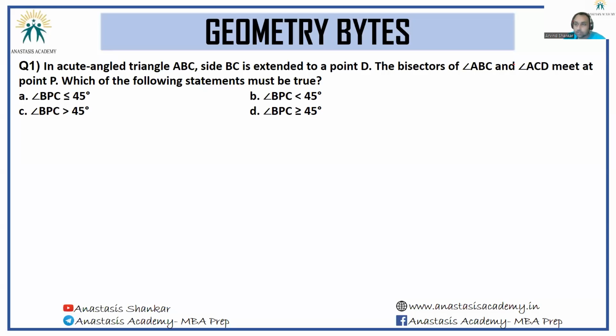Let's look at the solutions of geometry bites. In acute angle triangle ABC, side BC is extended to a point D. The bisectors of ABC and ACD meet at point P. Which of the following statements must be true?